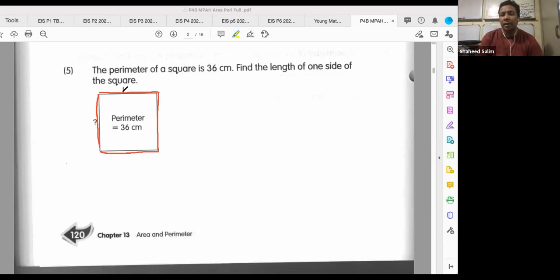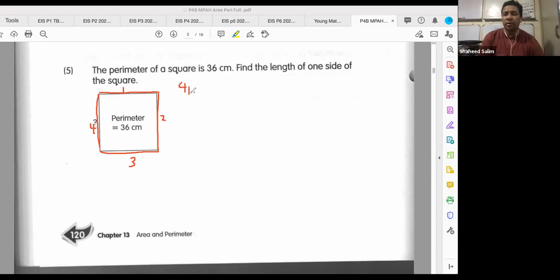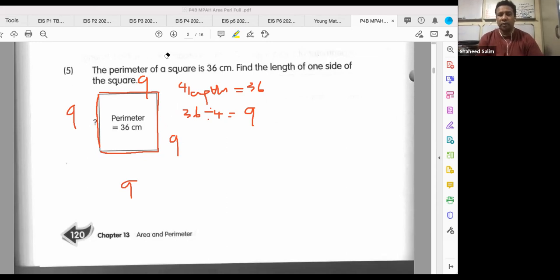You see, there's one length, two lengths, three lengths, four lengths. Four lengths is how much? It's 36. What is one length? You divide now 36 divided by 4. Ask yourself, what times 4 equals to 36? You get 9. This side is 9. You don't believe 9 times 4 is 36. Okay? 9 times 4 is 36.